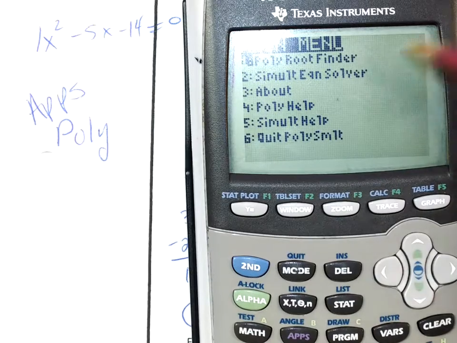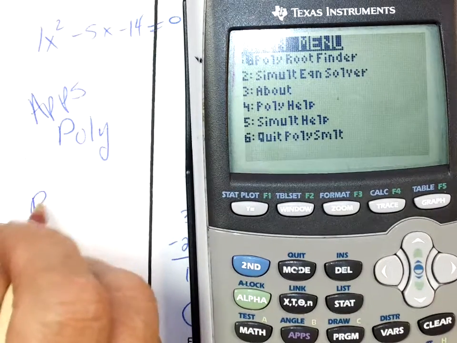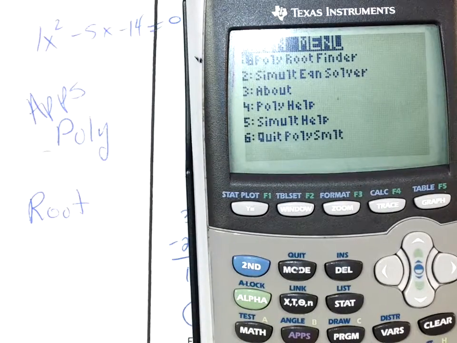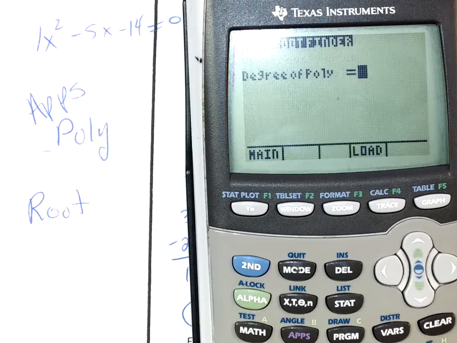Poly root finder. So we want the root finder, because what we're looking for is the roots, right? So I push enter. Okay, press that. Go down. Go down. Am I going too fast? You want me to back up?